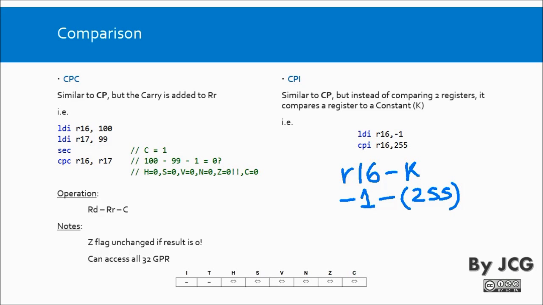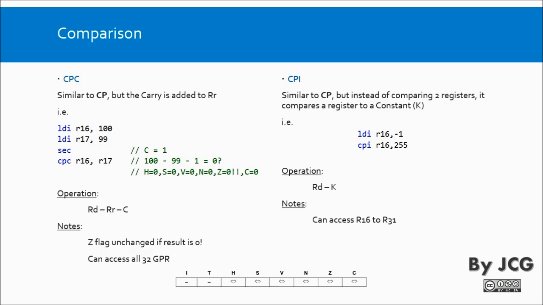However, you have to be very careful. If you have the value -1, this -1 is actually 255. So this actually will do 255 minus 255. Because of this, all the flags are going to be 0, but the zero flag. The zero flag is going to be on because the result is 0. This particular instruction can only access from register 16 to register 31.